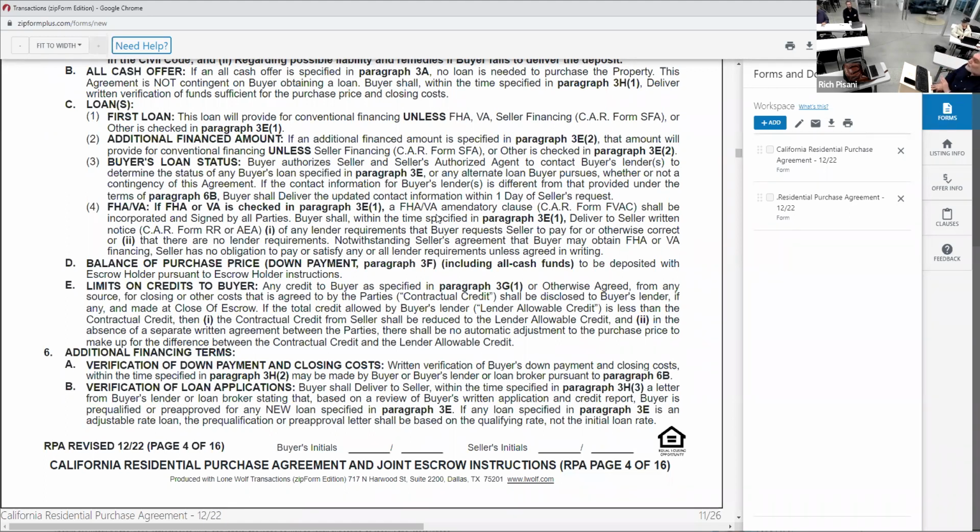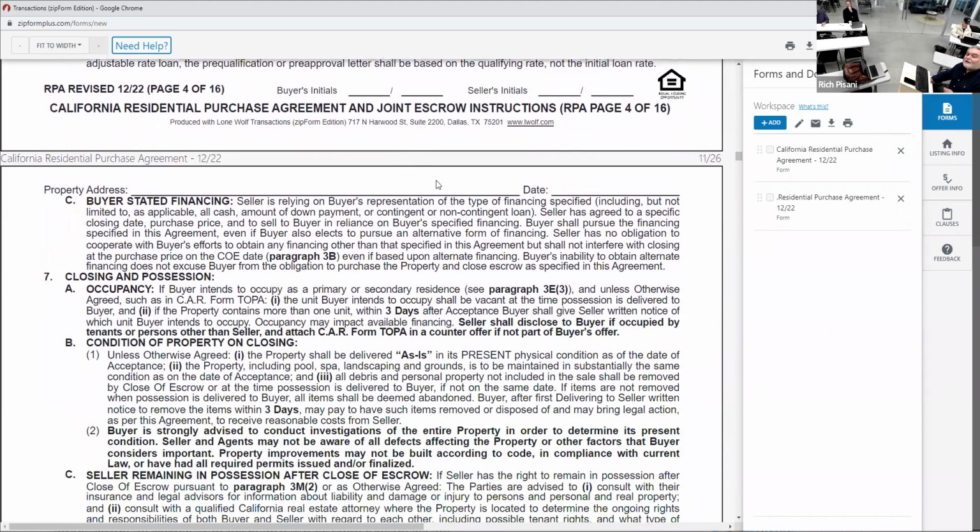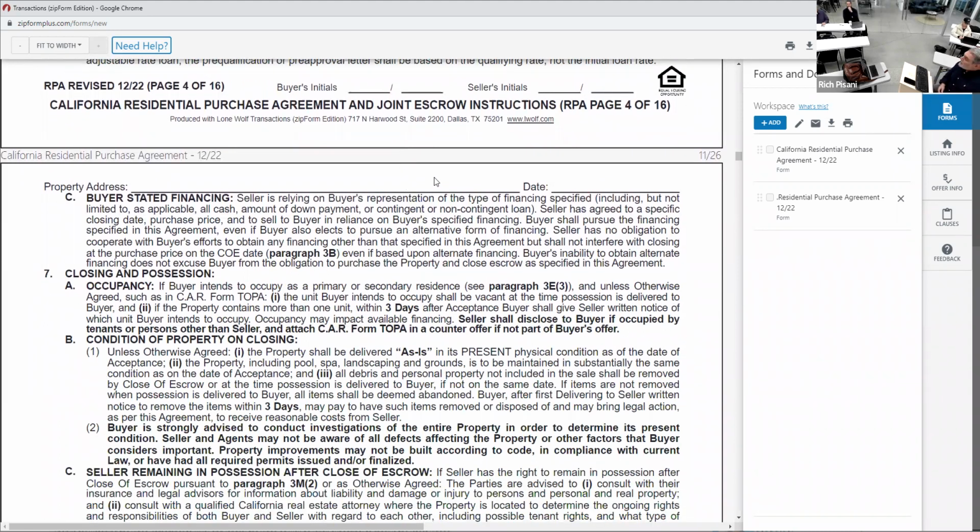So, if you agree to a credit that the lender isn't going to allow, guess what's gonna happen? The buyer's gonna come after you. Because you said, you let me do it, you said I could get it, you asked for it, it's all you, I want the extra $20,000 that I'm not getting now. So always know what that limit is. Verification of down payment, those are pretty self-explanatory. Buyer stated financing. Okay, so it's a cash deal.